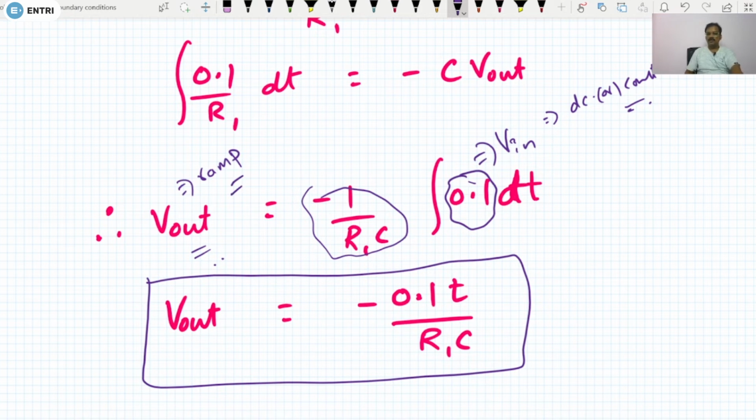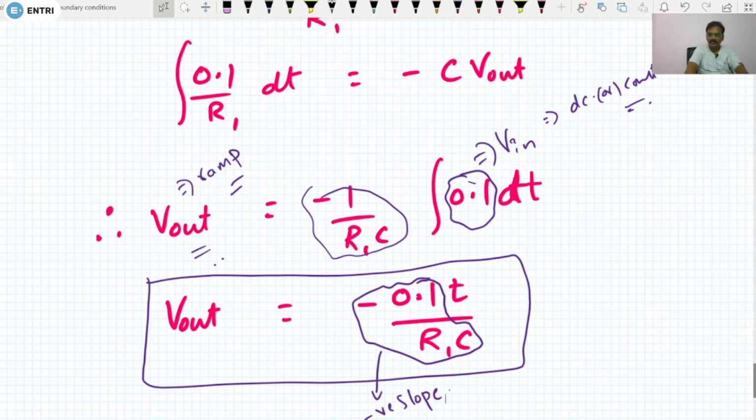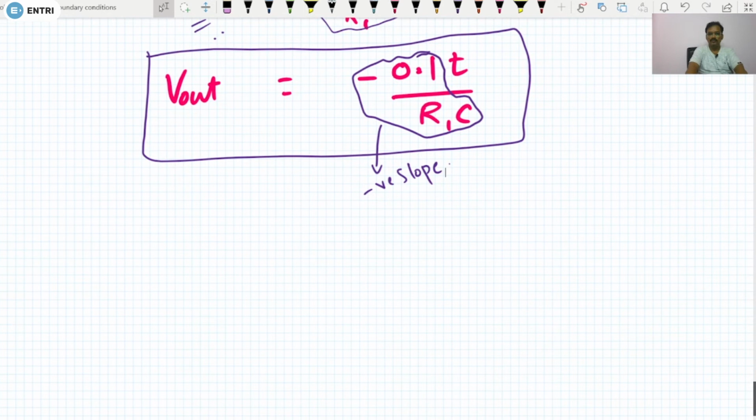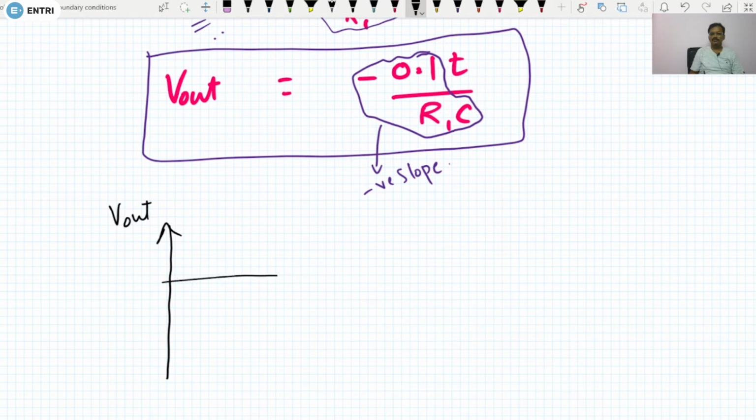Understood? Now here, is this an increasing ramp or a decreasing ramp? It depends upon the slope of this ramp function, so this represents the slope here. Since you are having a negative slope, you are going to get a decreasing ramp function at the output, right? So if I draw the output here, V out with respect to time, what are you going to get?